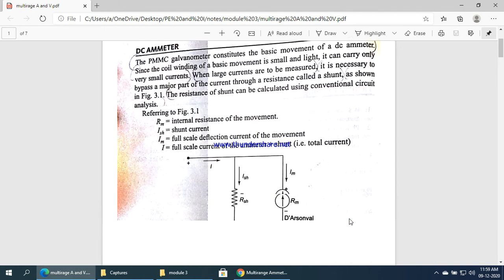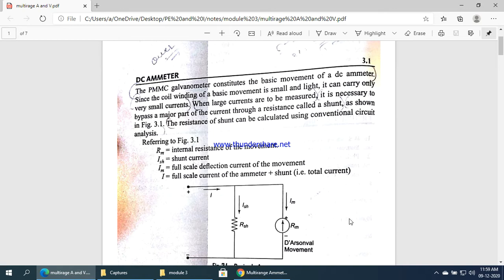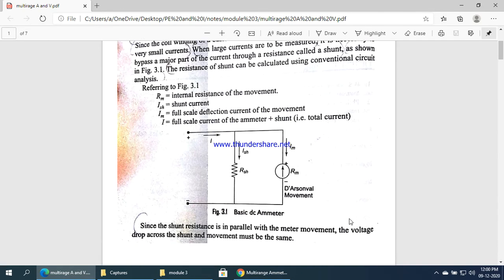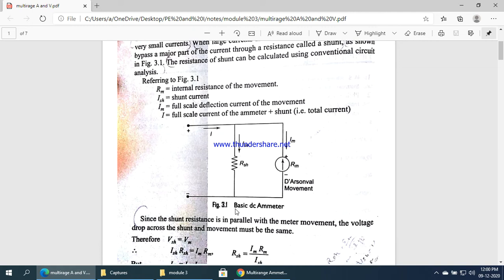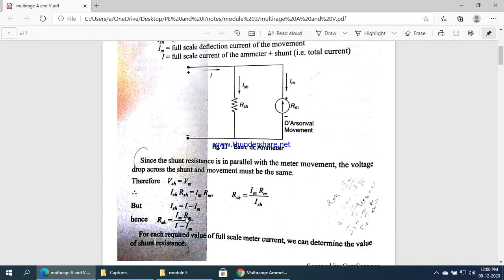DC ammeter, this thing we studied over there, a PMMC galvanometer, how it works, a basic DC ammeter. So this is the circuit of a basic DC ammeter, it's a shunt resistance and a D'Arsonval movement. And from this we are going to get the formula for RSH, which is IM RM divided by I minus IM, where I is the total current and ISH is the current flowing through the shunt, and capital IM is the current flowing through the D'Arsonval movement, and RM is the resistance of the D'Arsonval movement.